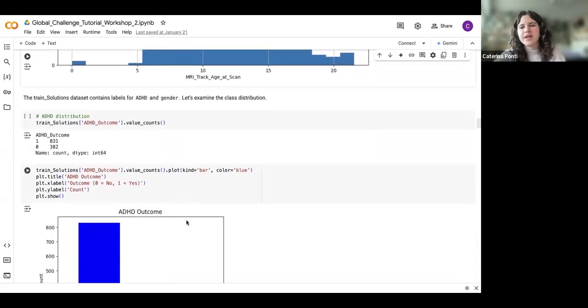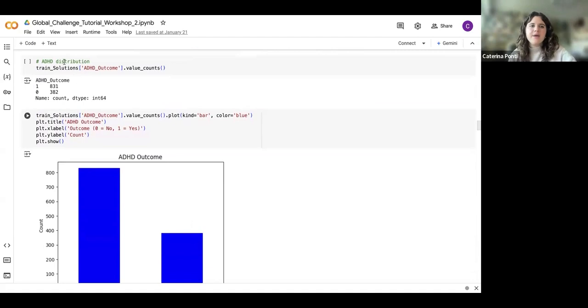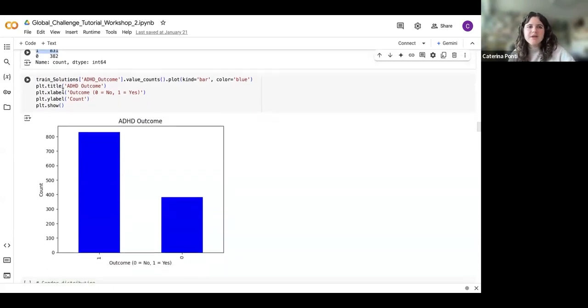Another thing that I think is important is to analyze distributions, as I said before. So we can look at the distribution for ADHD and gender. Since ADHD and gender are your targets, you want to really know the distribution of both of them. So first of all, I looked at the ADHD outcome, and we can see that almost double the subjects are diagnosed with ADHD, while only 382 are not diagnosed with ADHD, which makes sense because the whole dataset is about predicting ADHD. But you also want to take notice of this class imbalance.